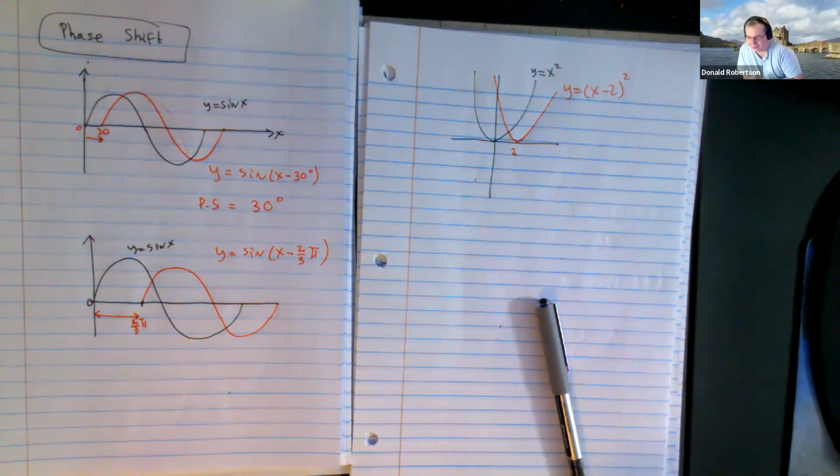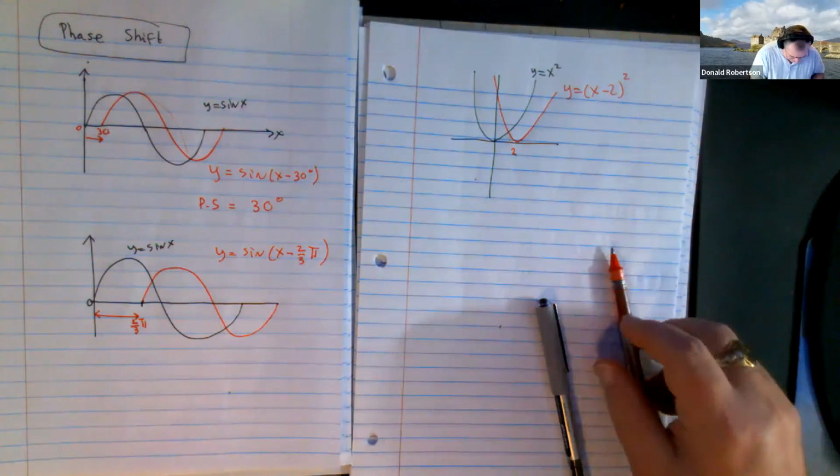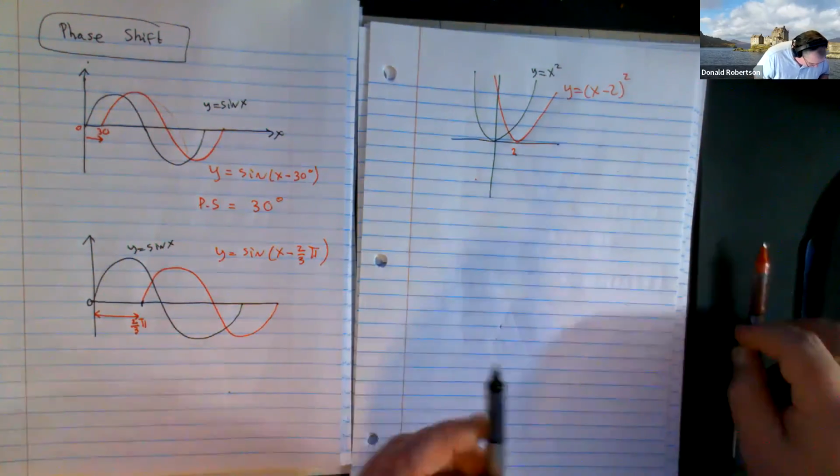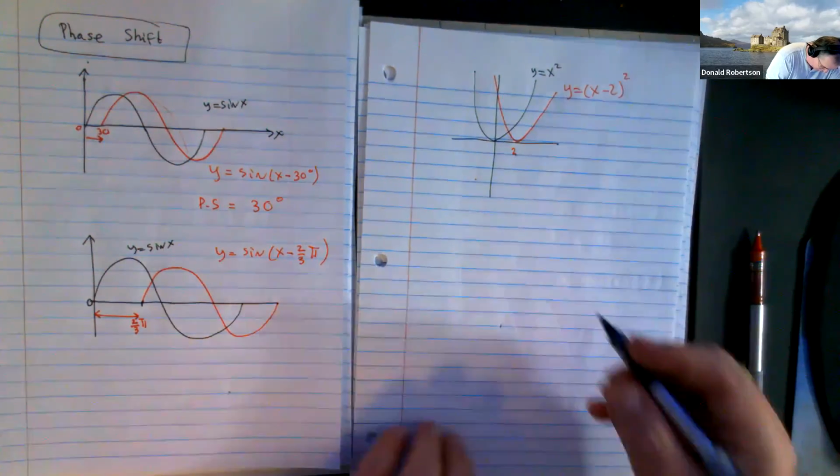Have you done transformations? You should have seen them. Maybe you've forgotten about them, but you did see them. So it's the same reason, right? If you move something to the right, that's essentially what happens. So what would this guy look like?